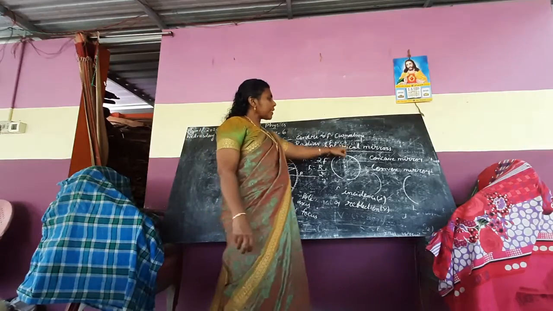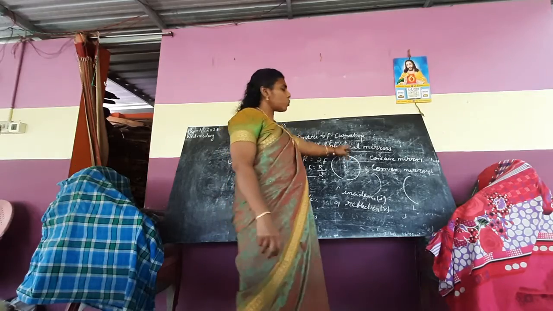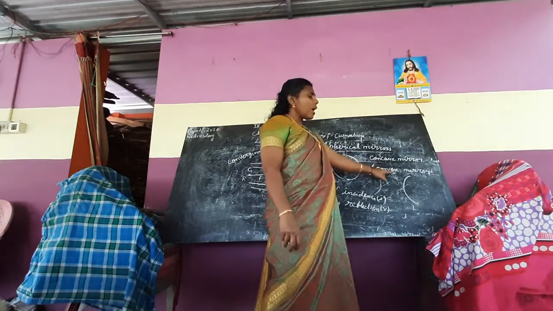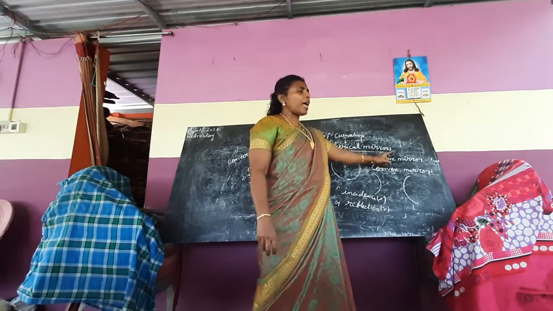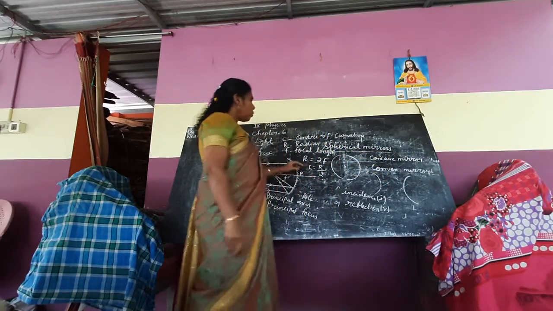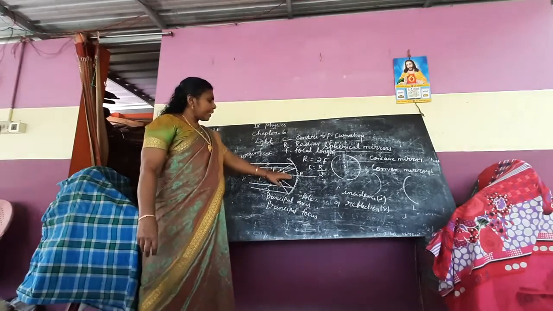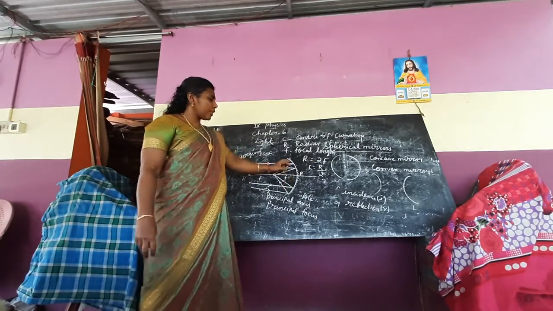Now, spherical mirrors. Spherical mirrors are of two types. What are they? Concave mirror and convex mirror. What are the two types of spherical mirrors? Concave mirror and convex mirror. Now we draw a ray diagram using the concave mirror.